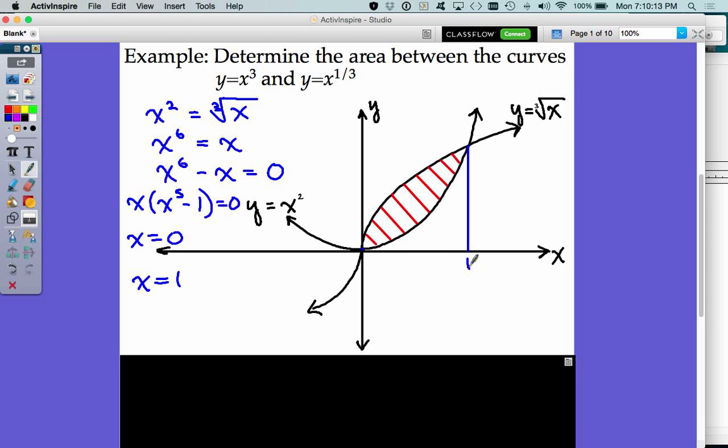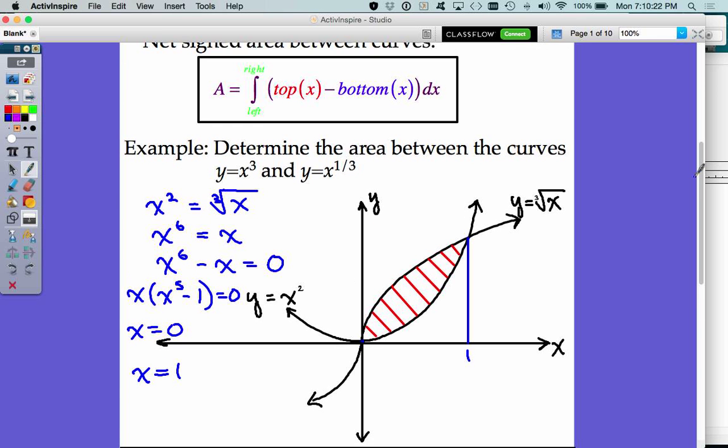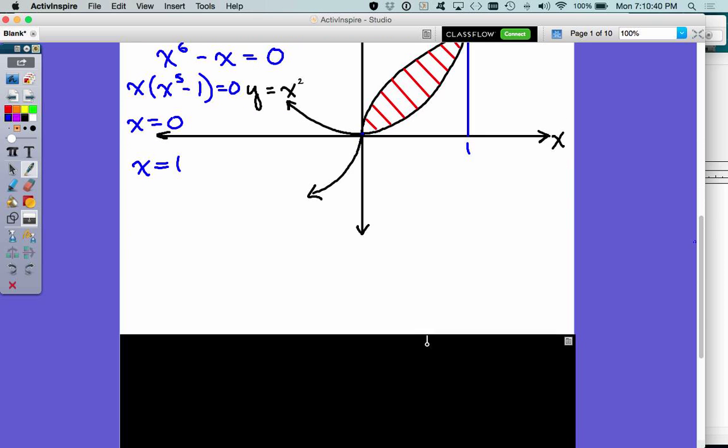So we want the area between the curves cube root of x and x squared on the interval 0 to 1. So we do exactly what the formula up here says. We're going to integrate from the left, which is 0, over to the right, which is 1, of the top function. Now my top function, I can see here, is the cube root of x. Minus my bottom function is x squared. And so my formula becomes area equals the integral from 0 to 1 of the cube root of x, which I'm going to write as x to the 1/3, minus x squared with respect to x.